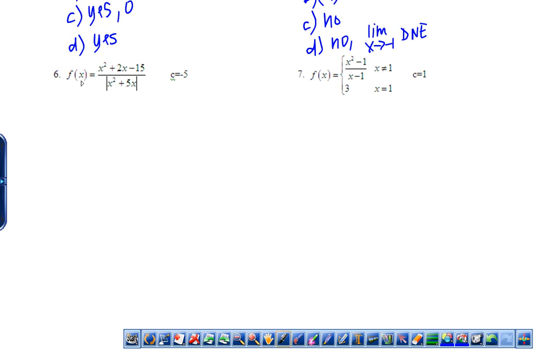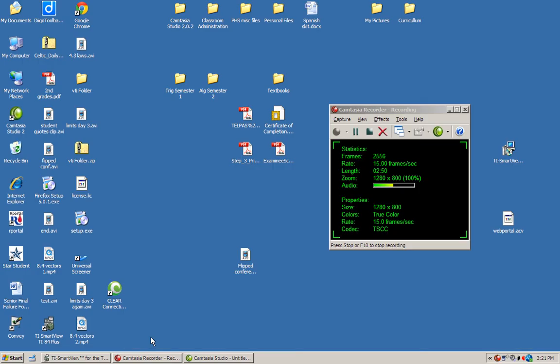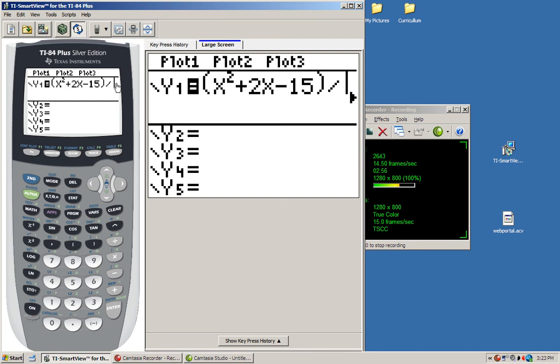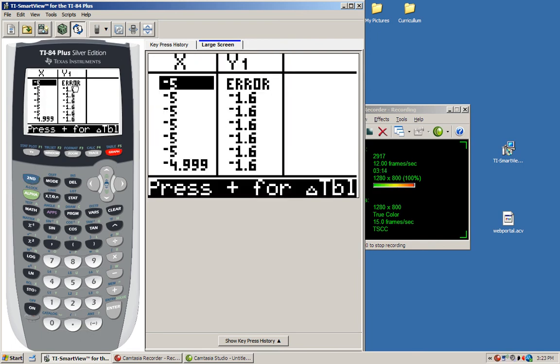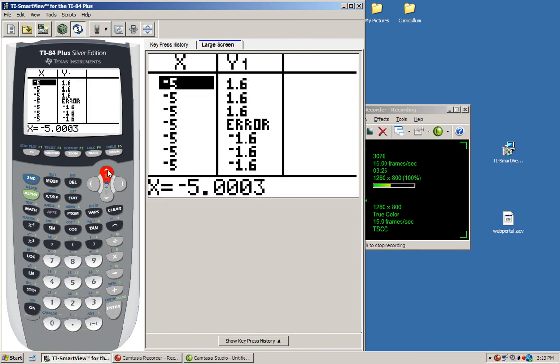Okay, again, I want you to go to your calculator and plug in number 6. Okay, looking at my function, I have it plugged in, making sure you have absolute values. So I'm going to go back to my table set. I'm looking as it approaches -5. And again, I went down here and I left it at 0.0001 to make it the most accurate that I could. Go to your table. At -5, I have an error, so that means that the limit doesn't exist or that it's not continuous. From the right side, it looks like it approaches -1.6. From the left side, it's approaching 1.6.